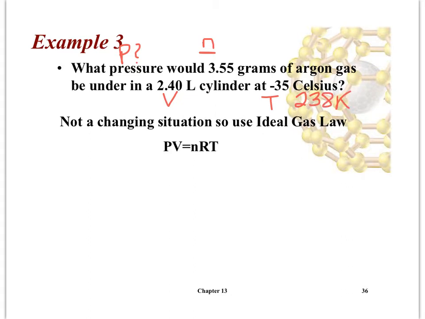Okay, that's all the numbers I have. So it looks like I have one pressure, one amount, one volume, and one temperature. No changing conditions here, and so I would use the ideal gas law, PV equals nRT. So I'll plug in my numbers. P is what I'm looking for, so I'll just keep it as P. If you want to use X, you can. V is given to me. It is 2.40 liters.